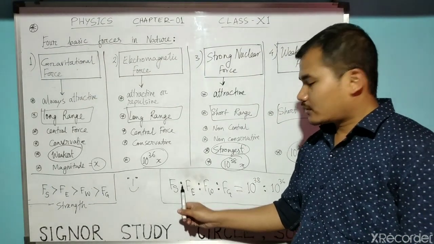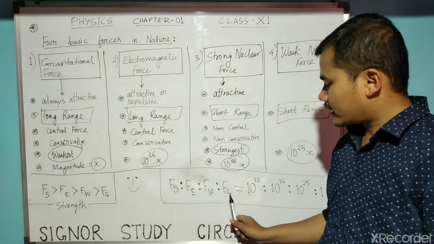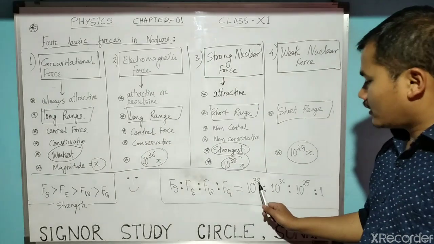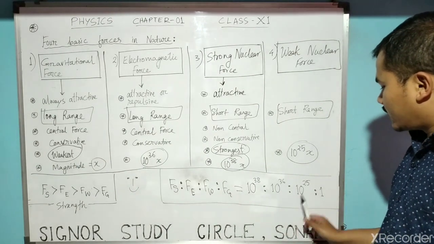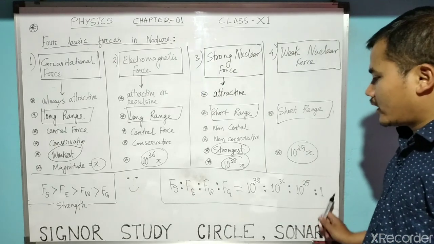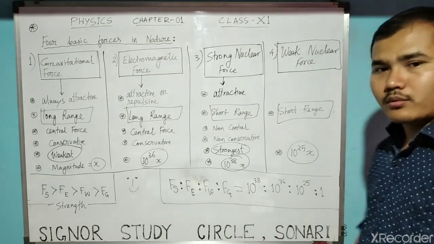If we write it in terms of ratios, strong nuclear force, electromagnetic force, weak nuclear force, and gravitational force, the ratio comes out to be 10^38 : 10^36 : 10^25 : 1. We have assumed that gravitational force is taken to be 1.